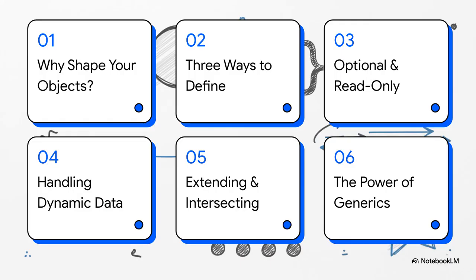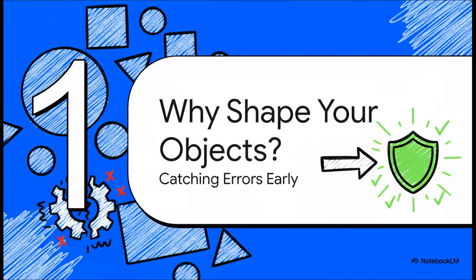So here's our game plan. We'll start with the why, like why even bother shaping our objects. Then we'll jump into the how with 3 different ways to define them. We'll touch on making properties optional and read-only, tackle dynamic data, and then get into the really cool stuff, extending, intersecting, and the absolute magic of generics. Let's get into it.